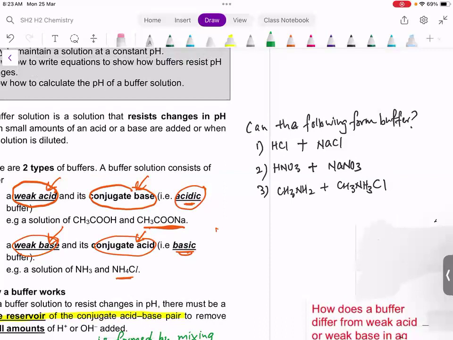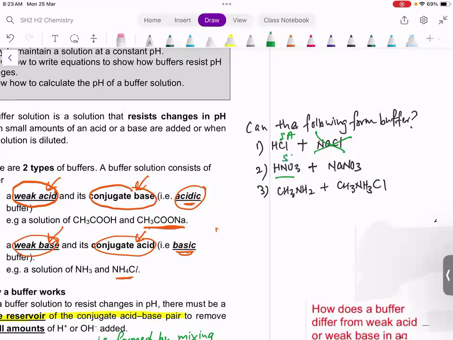Two and three. Why 2 and 3? Okay, number 1 is not a buffer. Why so? Because this is a strong acid. Strong acid, don't even need to see whether there's salt or not. Definitely not a buffer. Okay, then how about this one?